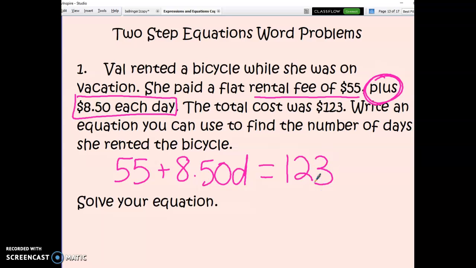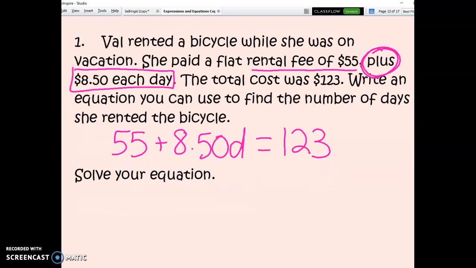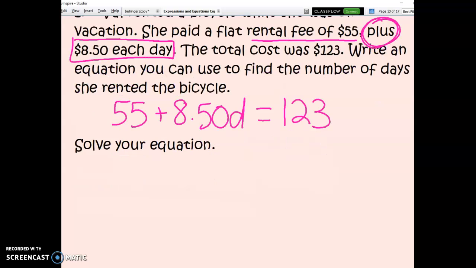Now we can take that equation and solve it. So I have 55 plus $8.50 times the number of days equals 123. Now, I could have written it $8.50 D plus 55. I could put that first, but I didn't for this one just because of the way it fell in the problem.